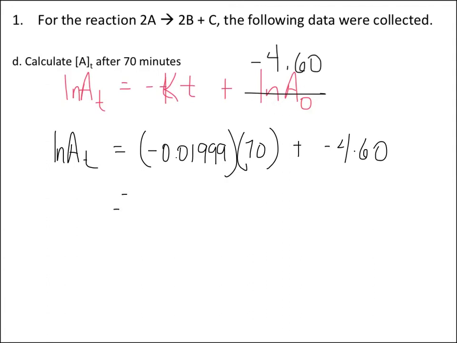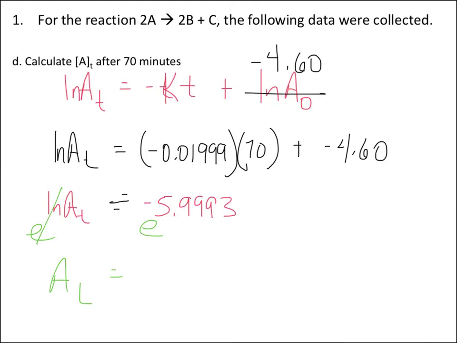And so, hold on, I'm going to type this in the calculator and come back with a number for you. All right, so this is going to give me negative 5.999, and that's going to equal the natural log of At. And so again, don't forget guys, we've got this natural log here, and to get rid of it, we've got to raise both sides to the e, and so that cancels out the natural log, and it just leaves me with my concentration at some time. Let me go ahead and type this in.